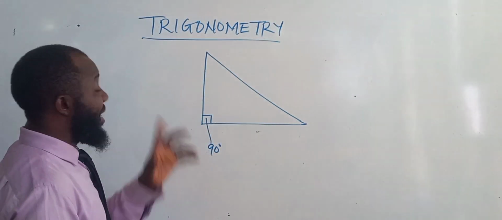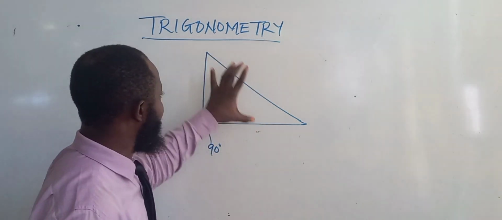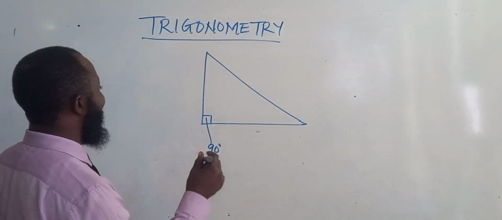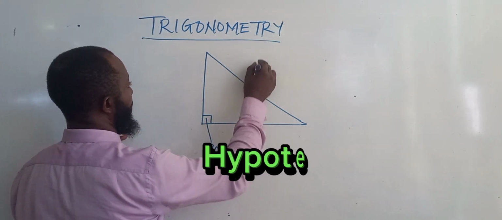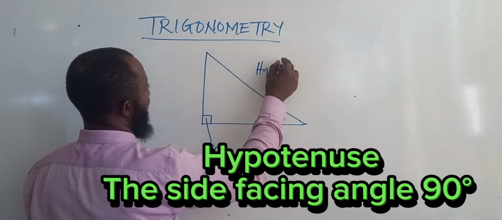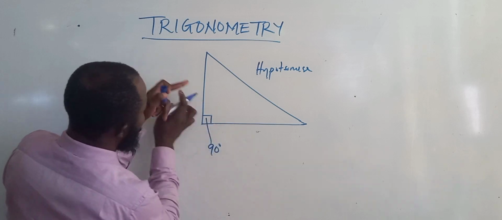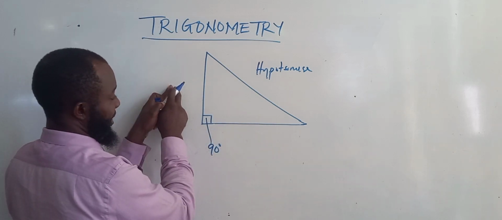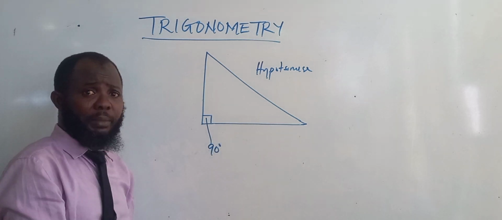The first thing we need to do is identify the sides of this right angle triangle, as they have names. The side that is facing this 90 degrees is called the hypotenuse. The remaining 2 sides could either be opposite or adjacent. What are we going to use to determine that?